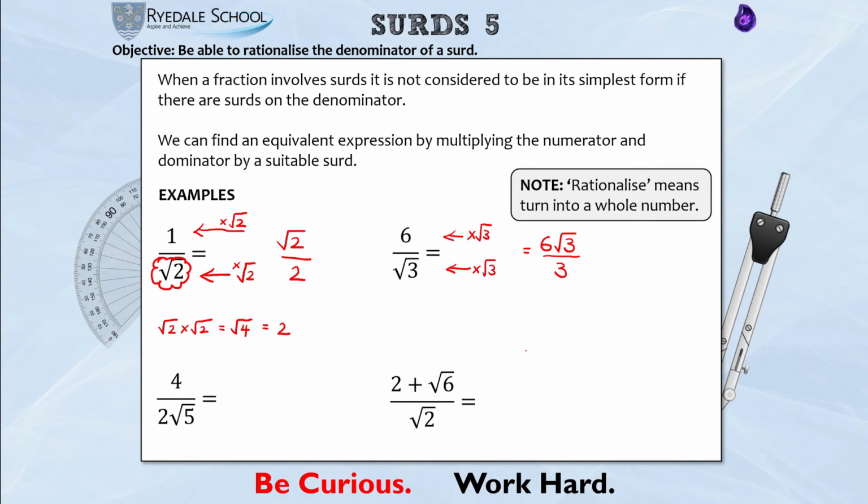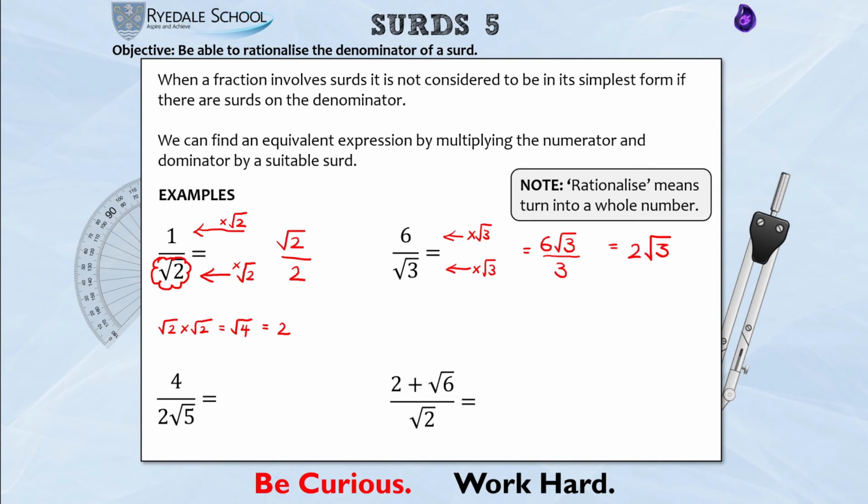But this one simplifies a little bit more now, because we have the 6 lots of the square root of 3 divided by 3. And 6 divided by 3 is 2. So this ends up being 2 lots of root 3. Let's look at a third example.